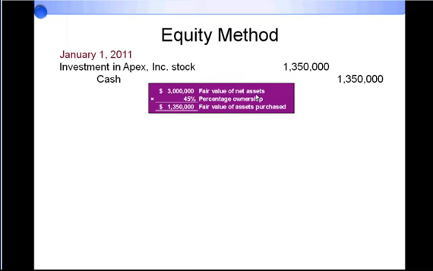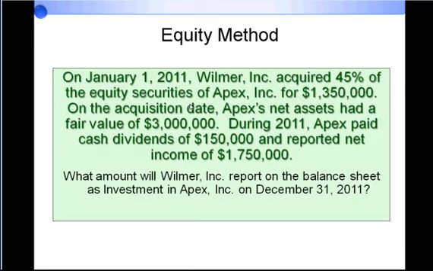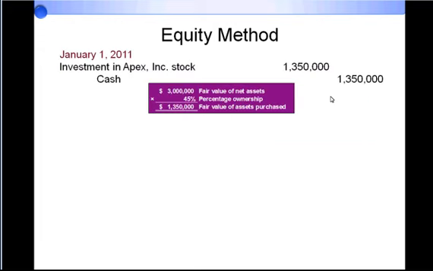Oh, and the one thing, yeah, we know, luckily there was no gain or loss. Going back a second, they talk about on that date the fair value was $3 million. Luckily in this case, $3 million times 45% equals that $1.35 million. So we paid exactly what the fair market value said we should. If we paid more or less, let's say we paid more, then we have a situation of goodwill. We'll talk about that a little bit later.